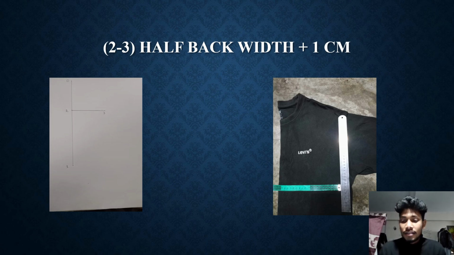Now, I would like to say something about pattern drafting on the basis of an XL size t-shirt. Now, we take the 3 and 2 points of half back width. This measurement is made on the basis of these points, and we add 1 centimeter for the allowance.